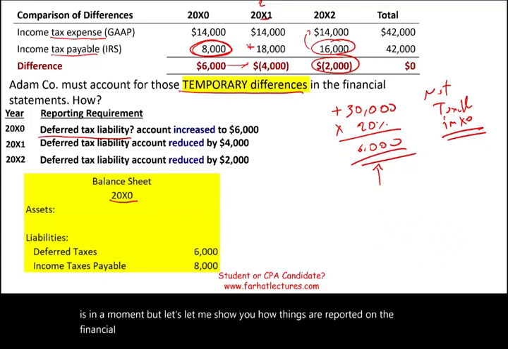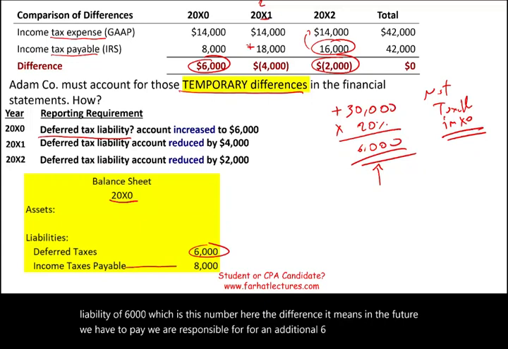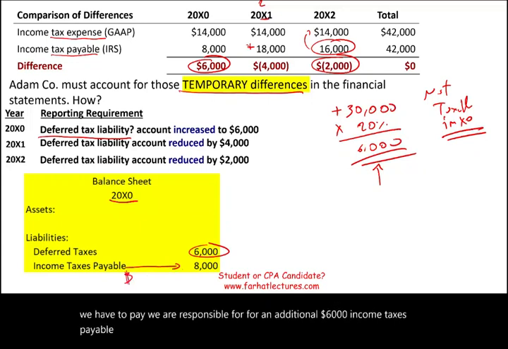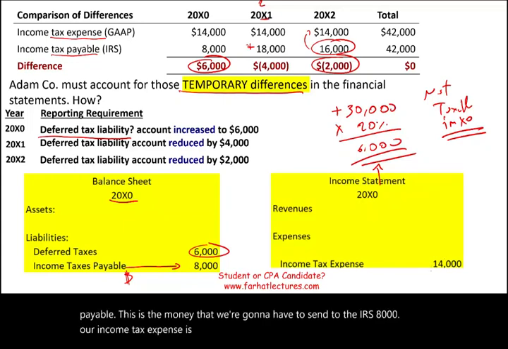For year X0, under liabilities, we're going to have a deferred tax liability of 6,000, which is this number here, the difference. It means in the future, we are responsible for an additional $6,000. Income tax payable is the money that we're going to have to send to the IRS, $8,000. Our income tax expense is $14,000. Now, this is no coincidence.